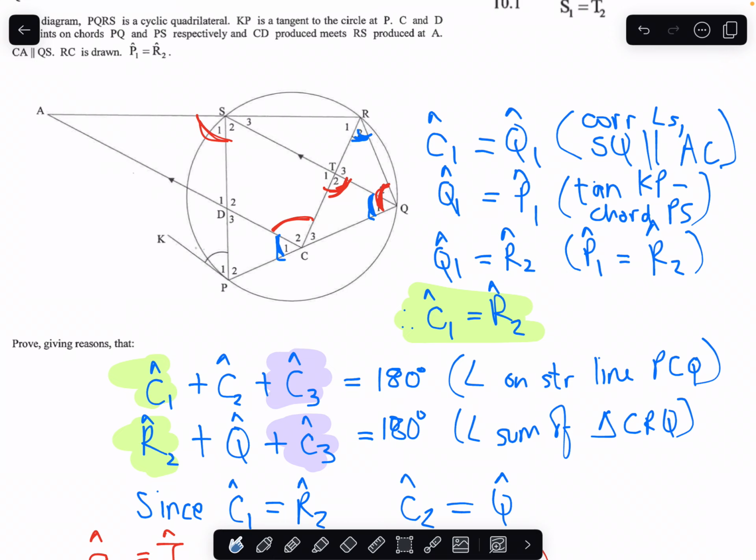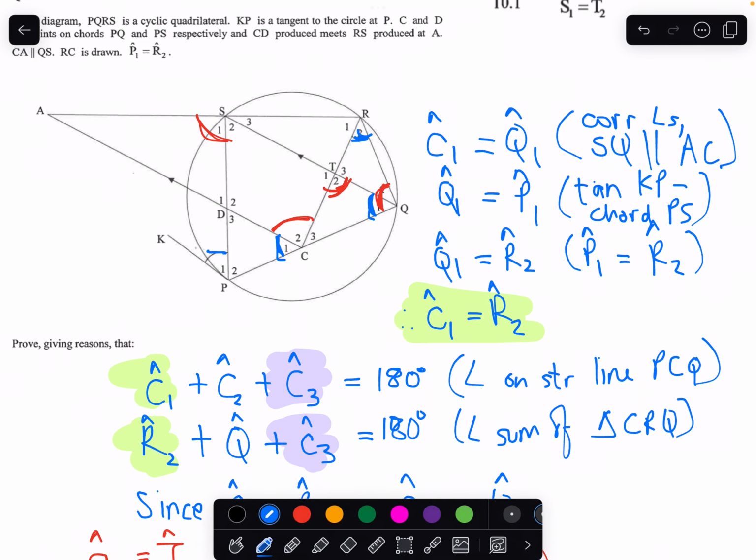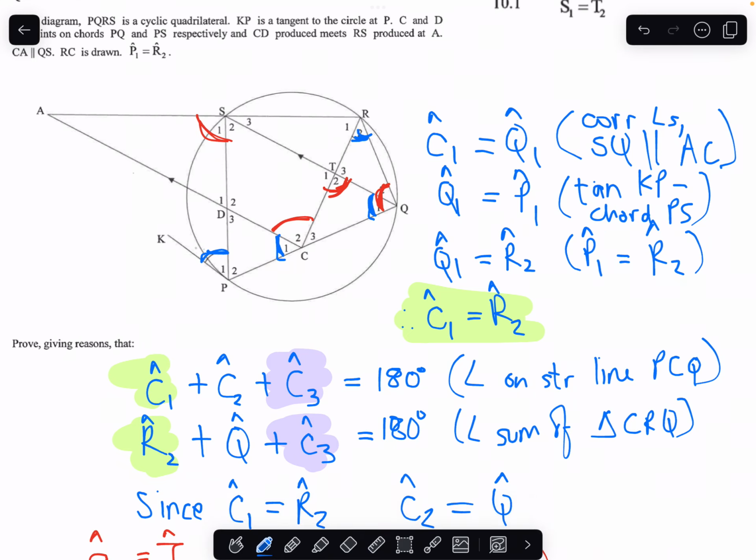Let me just go over it again for my peace of mind. So C1 is equal to Q1 because of corresponding angles. Q1 is equal to P1, which I'm also going to highlight in blue, because of tan chord. And then Q1 is equal to R2 as a result, because these two are equal, right? Which means that C1 is equal to R2, because I showed that C1 is equal to Q1 and Q1 is equal to this one, so these two are equal, right?